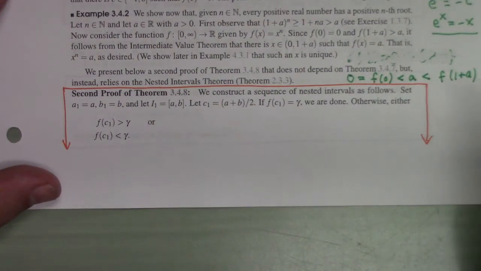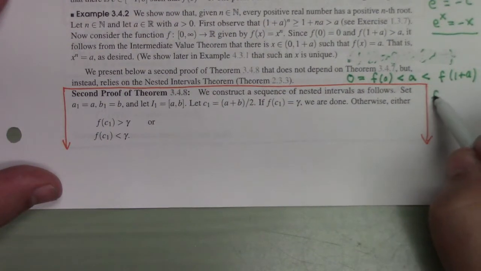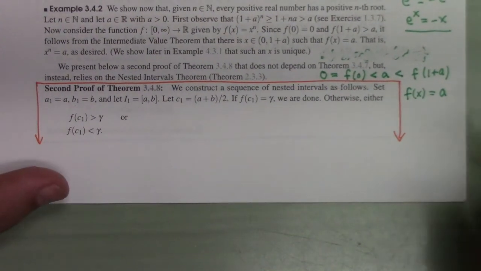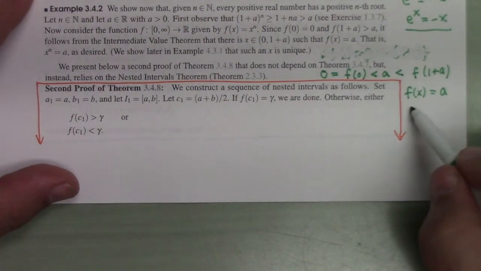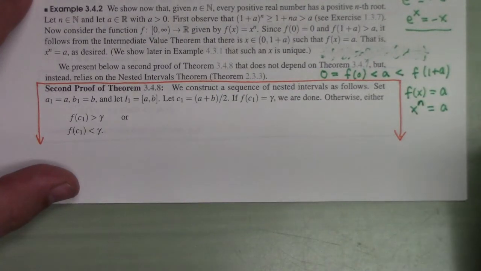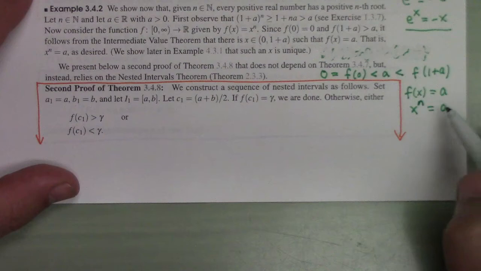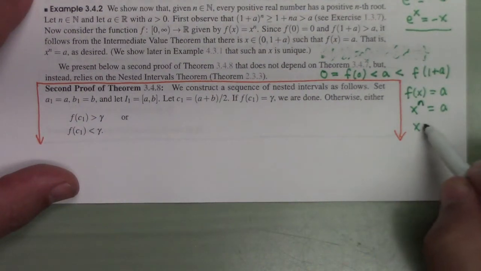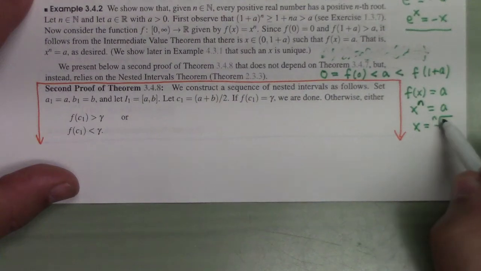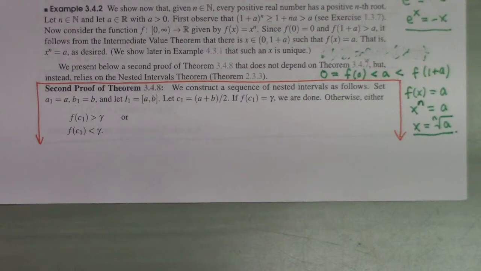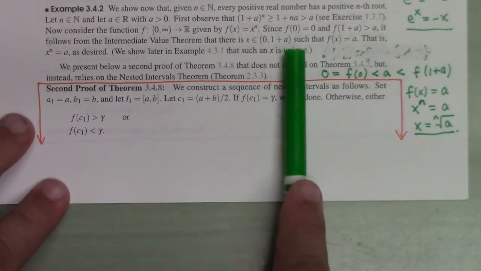But f of x equals a means that in this context, x to the n is equal to a, right? And so that is another way of saying that x is the nth root of a, right? It's that positive fundamental root, if you will. And the reason I know x is positive is because, well, it's between 0 and 1 plus a.